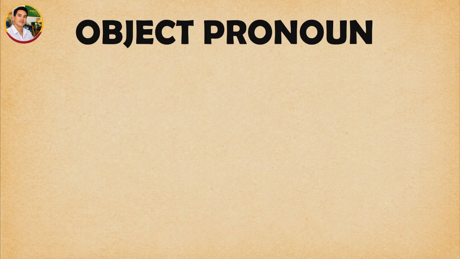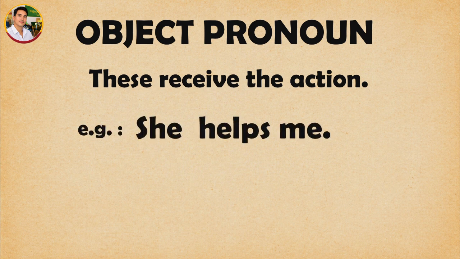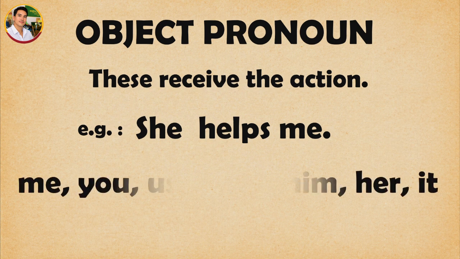Alright? Next, object pronouns. These receive the action. For example, she helps me. Who is doing the action, everyone? She. Very good. Who receives the action, everyone? Me. Alright. So I hope you understand this part clearly.